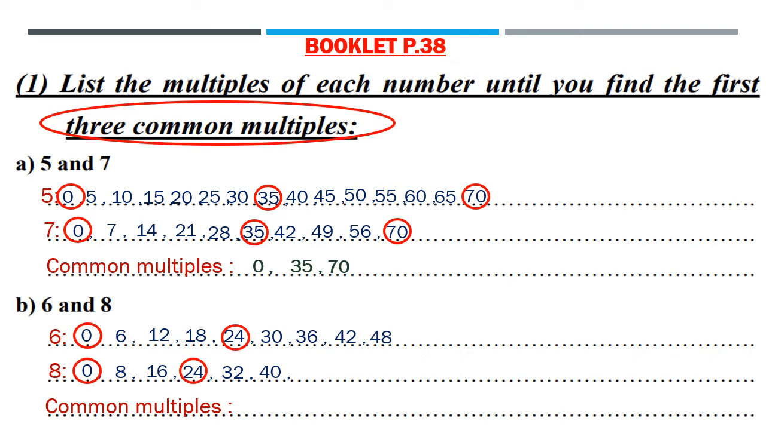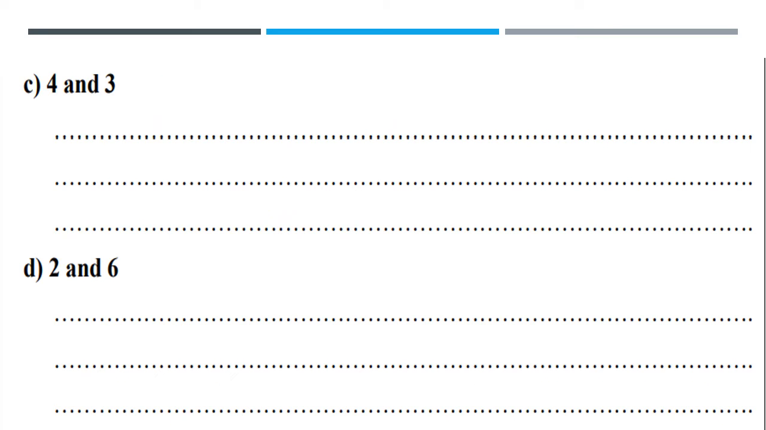After 30 will be 36, then 42, then 48. Let's stop here. Let's see 8. After 40 it will be 48. So I have the third common multiple here, and it will be 48. So the common multiples here will be 0, 24, and 48.